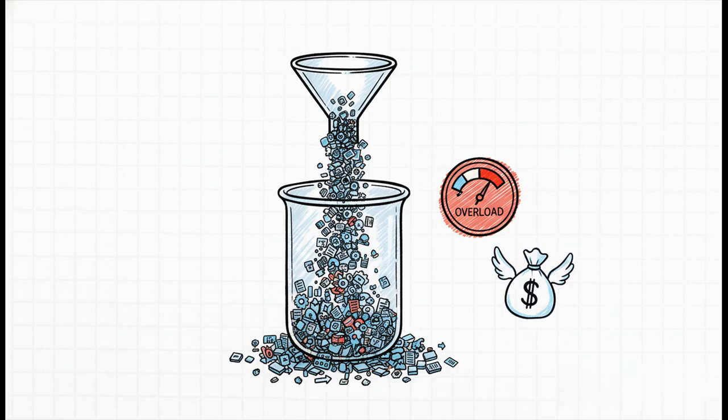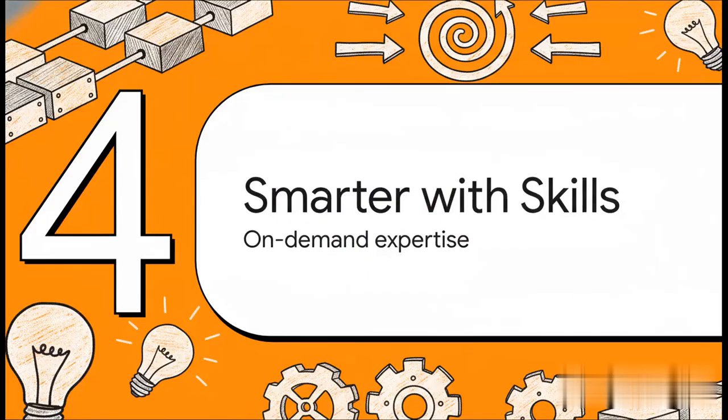We have to be selective. And that brings us to the really elegant solution, a concept called skills, which is powered by a technique called progressive disclosure. This is how we give the agent access to a massive library of knowledge without trying to cram it all in at once.